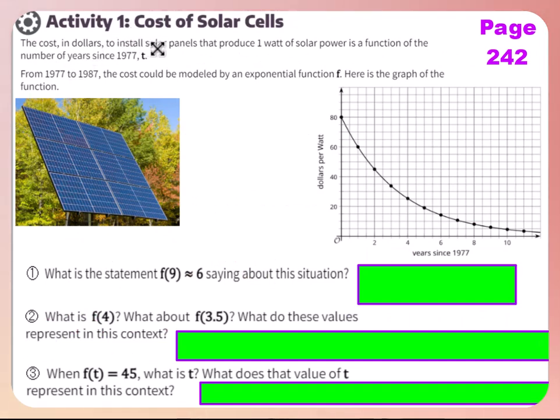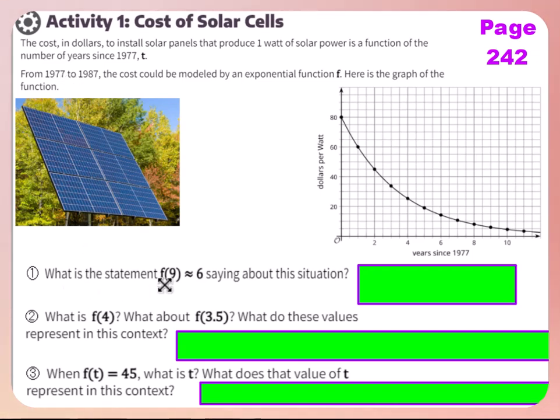All right, let's complete activity number 1, the cost of solar cells. All right, we have the cost in dollars to install solar panels that produce 1 watt of solar power. Okay, that's a function of the number of years since 1977. Okay, so we start here in 1977. It's labeled on the x-axis. Okay, so if we go out 1 year, that's 1978, 1979, 1980, 1981, and so forth. So we're going to add the number on the x-axis to 1977.